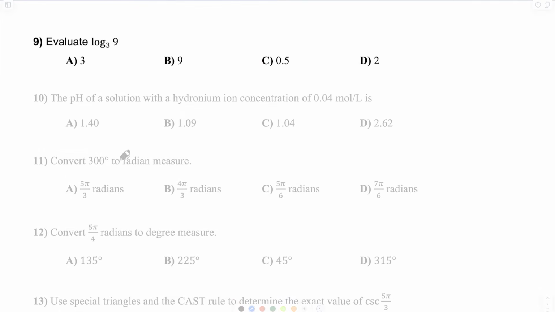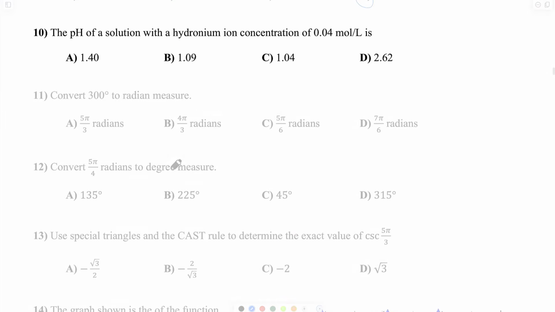Evaluate log base 3 of 9. Well, what does that expression mean? It means 3 to what exponent is equal to 9. That's what a logarithm does. It finds what exponent goes on the base to get the argument. Well, what exponent can I put on 3 to get 9? The answer is 2.